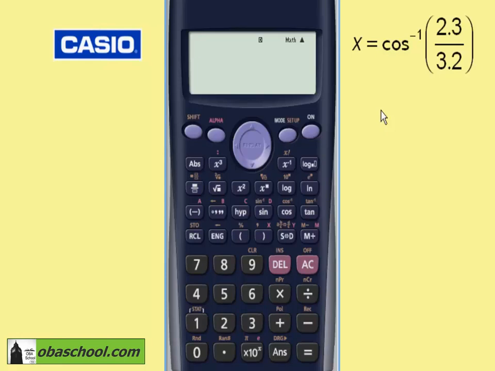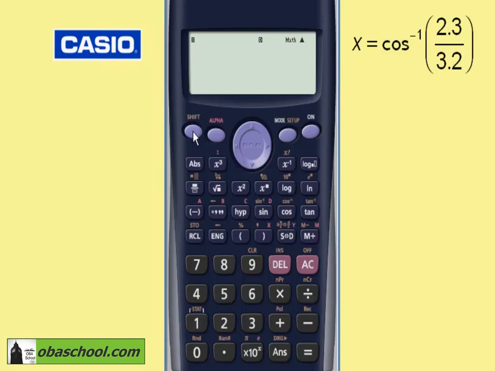In finding an angle using trigonometry, we've come to the calculation x is equal to the inverse cosine of 2.3 divided by 3.2. Before proceeding, we need to make sure the calculator is in degree mode by looking to make sure there's a D in the display here. Once we know that we're in degree mode, we can go ahead and make the calculation.